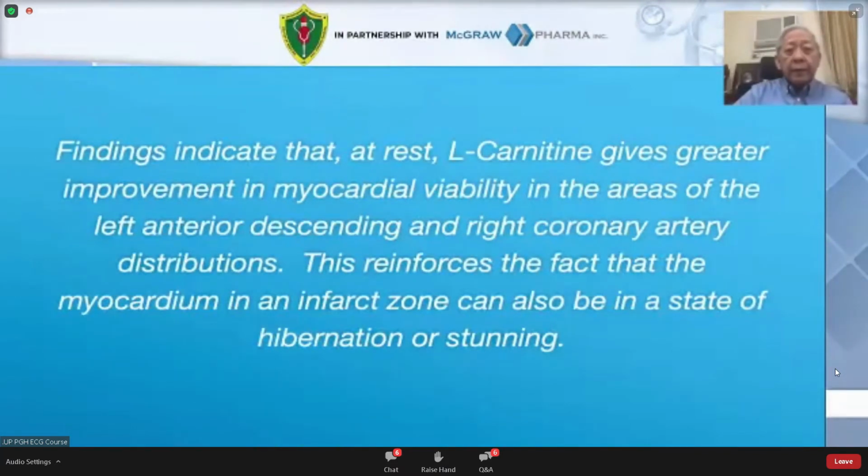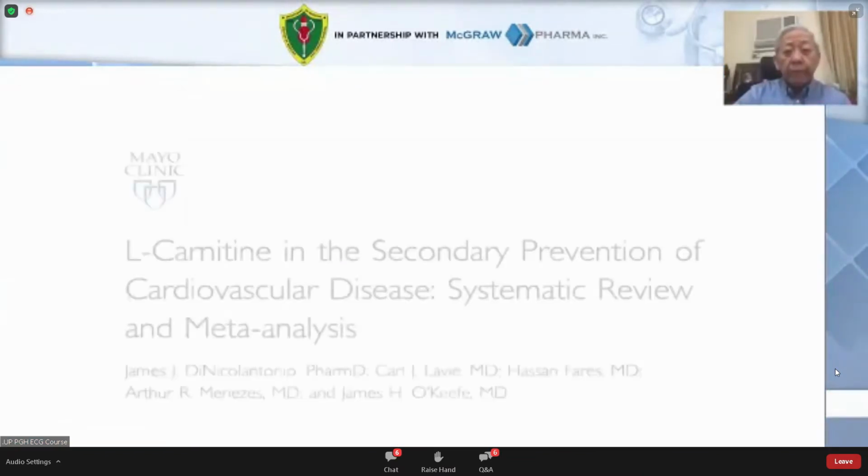His conclusion showed that at rest, L-carnitine gives greater improvement in myocardial viability in the areas of the left anterior descending artery and right coronary distributions. This reinforces the fact that the myocardium in an infarct zone can also be in a state of hibernation or stunning, which in other words is capable of improving.